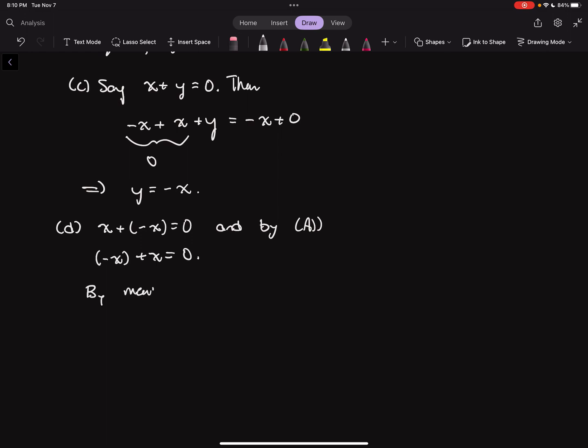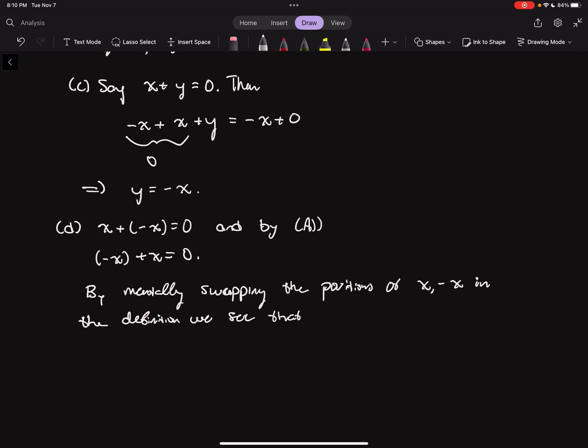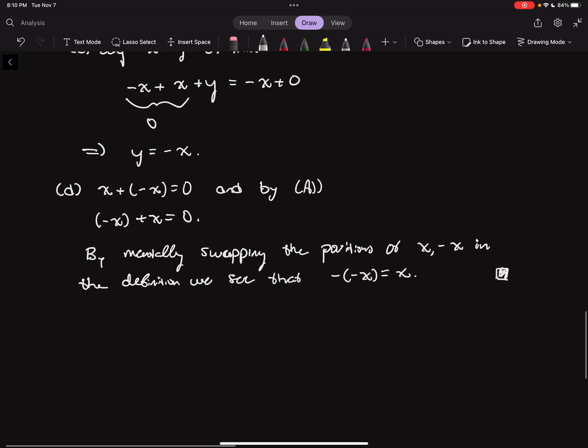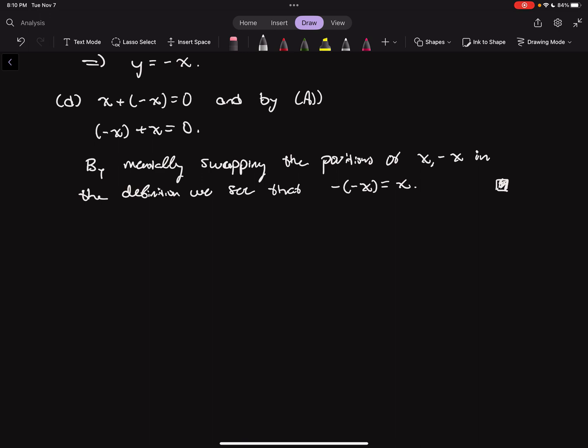So by mentally swapping the positions of x and negative x in the definition, we see that negative x is just x. Okay, and that proves all four statements. Okay, so that proves proposition 3, or lemma 3, I believe we called it.